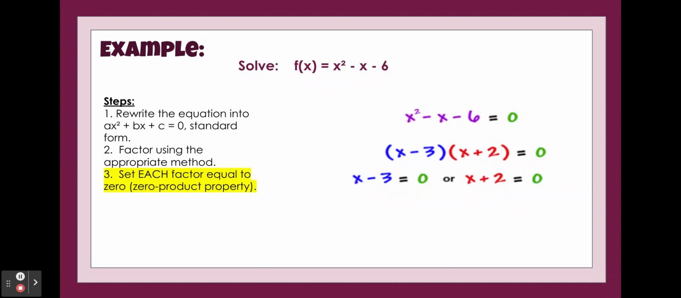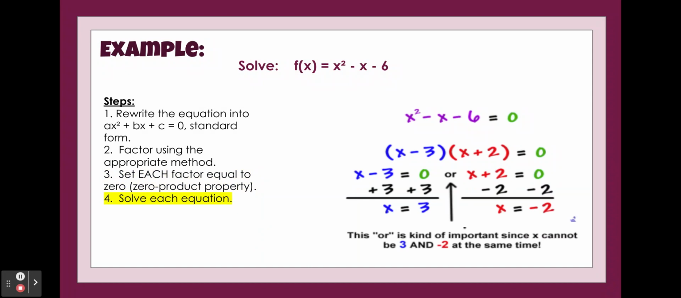After we have our 2 factors, we're going to set each factor equal to 0. This is called the zero product property. If you multiply 2 things and the outcome is 0, one of the factors has to come out to be 0. So either x minus 3 is going to be equal to 0 or x plus 2 is going to be equal to 0. And that would make the product of these 2 equal to 0.